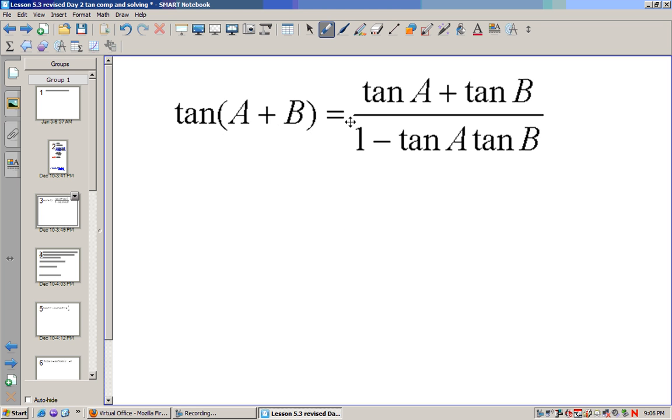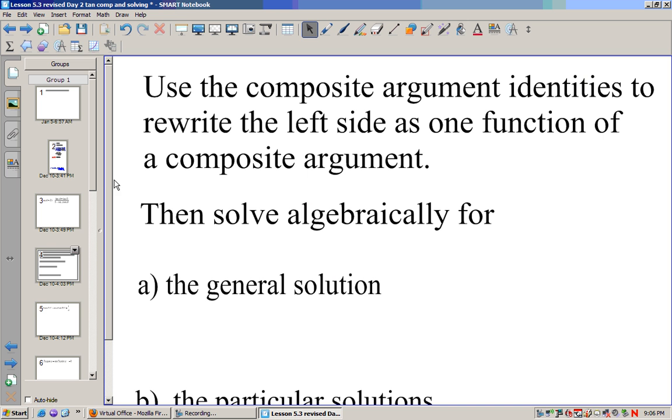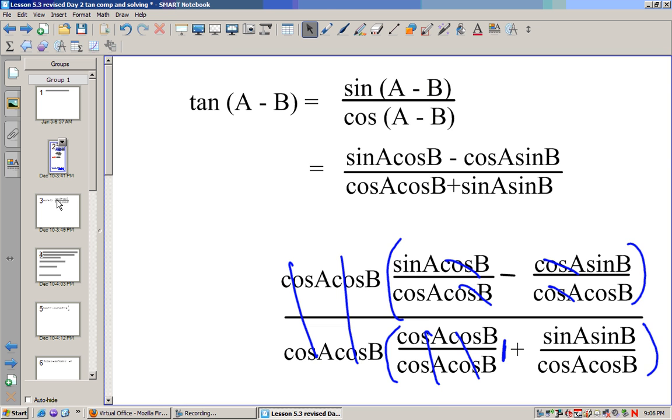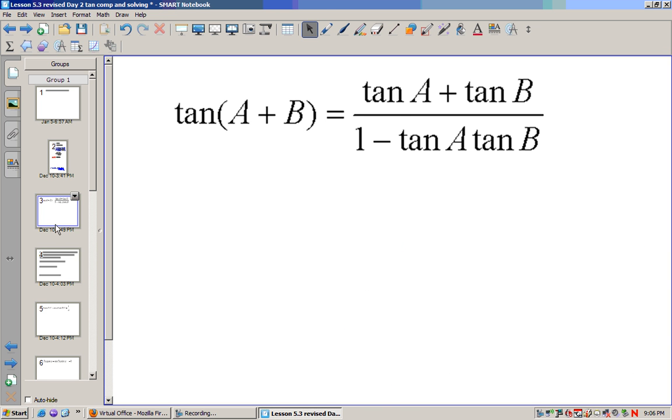All right, now the next property for tangent, you can derive the same way. It's tangent of A plus B. That's tangent of A plus tangent of B over 1 minus tangent A tangent B. The proof is exactly the same, but we're dealing with an addition sign rather than subtraction. So that's a quick lesson on what we're learning.